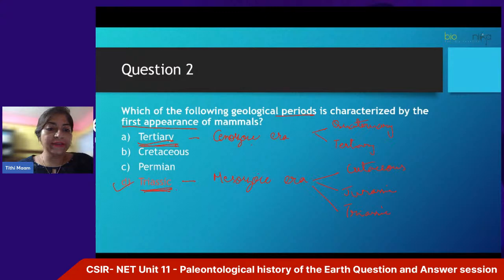So why did I say this about Mesozoic and Cenozoic? In the Cenozoic era, mammal diversification happened, but mammal evolution did not happen. Mammals made their first appearance during the Mesozoic era, during the first period of the Mesozoic era, that is Triassic. Got it?